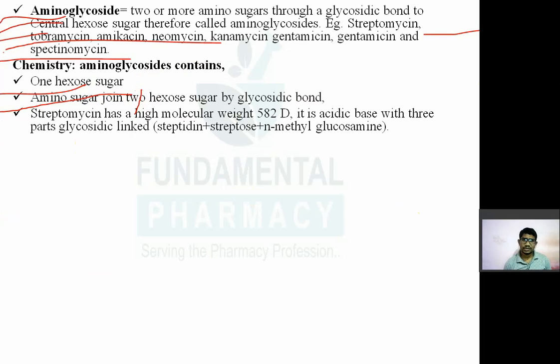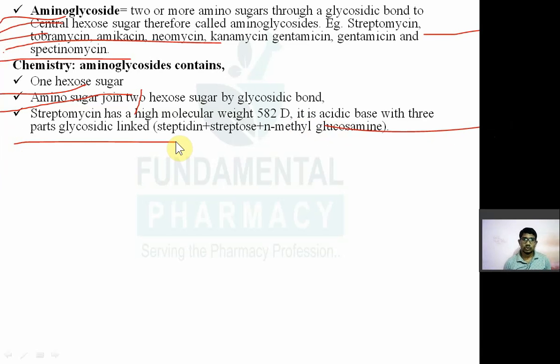Then streptomycin has a high molecular weight, about 582 dalton, and it is an acidic molecule. It is an anion, an acidic base with 3 parts. Streptomycin will have 3 parts, linked together by a glycosidic bond.